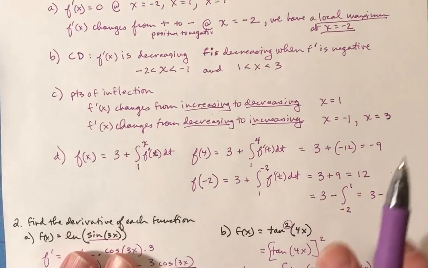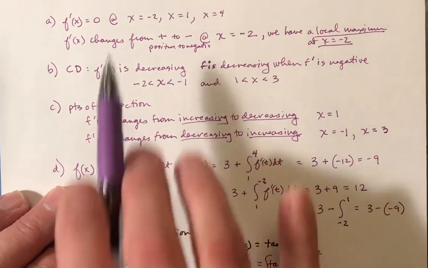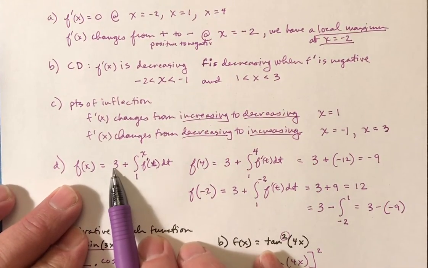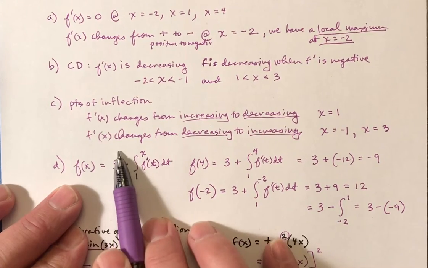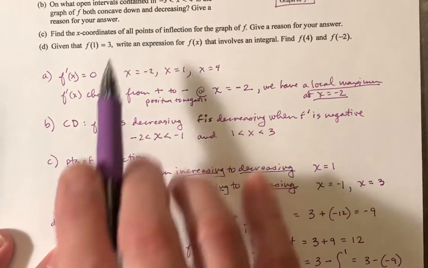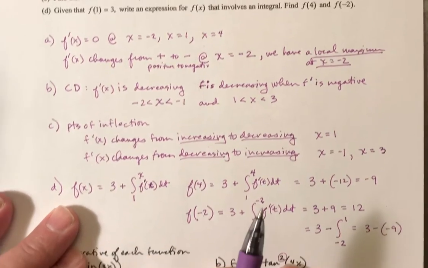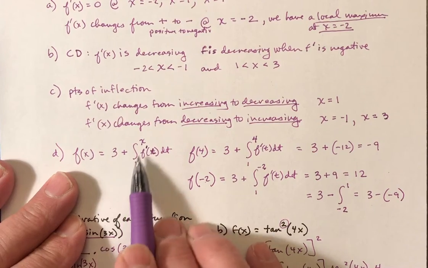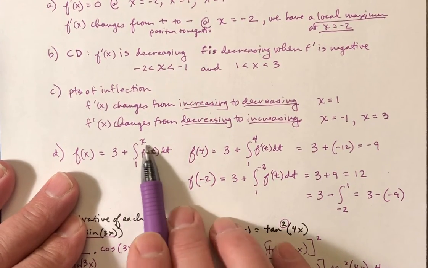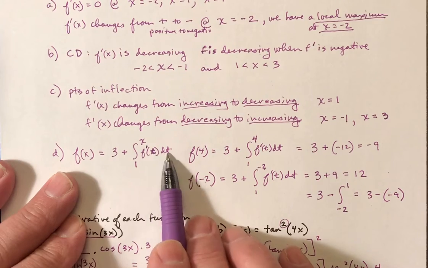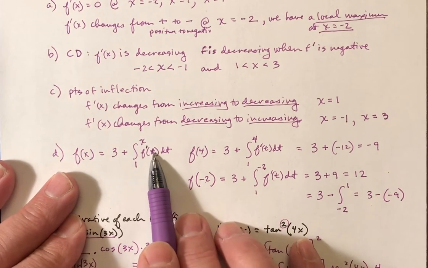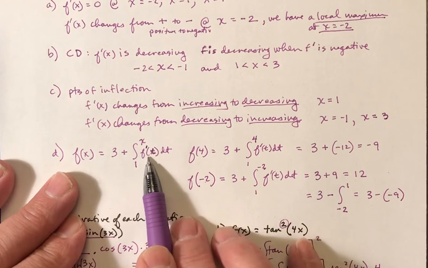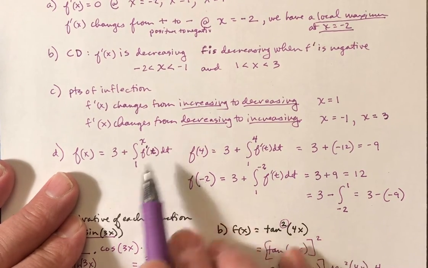For part D, we have to write an expression for f of x. So here f of x is 3 plus. Now this 3 comes from the fact that we are told that f of 1 equals 3. And so we now have 3 plus the integral from 1 to x. And then I'm going to choose another variable different than the x here. So I'll use t, and we're going to integrate f prime here. So f prime of t dt.